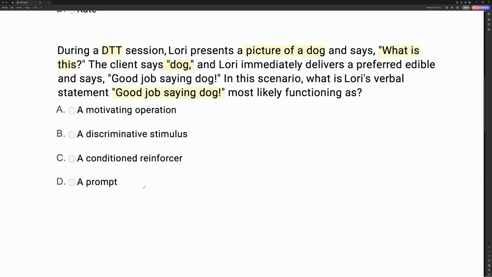D has the same explanation as A and B. We've identified that this statement is a consequence. A, B, and D answer choices are all antecedents. So regardless, let's say you don't recognize a conditioned reinforcer. If you do understand and you did attack the question and understand the order of a discrete trial, then the only possible answer is C. That's why we always start by attacking the question.